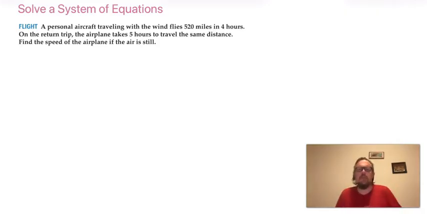This one says a personal aircraft traveling with the wind flies 520 miles in 4 hours, and on the return trip, it takes 5 hours to travel the same distance. Find the speed of the airplane if the air is still.